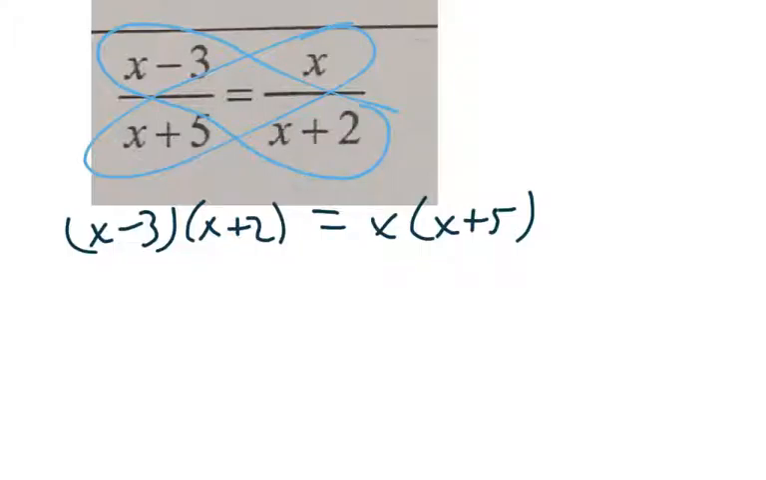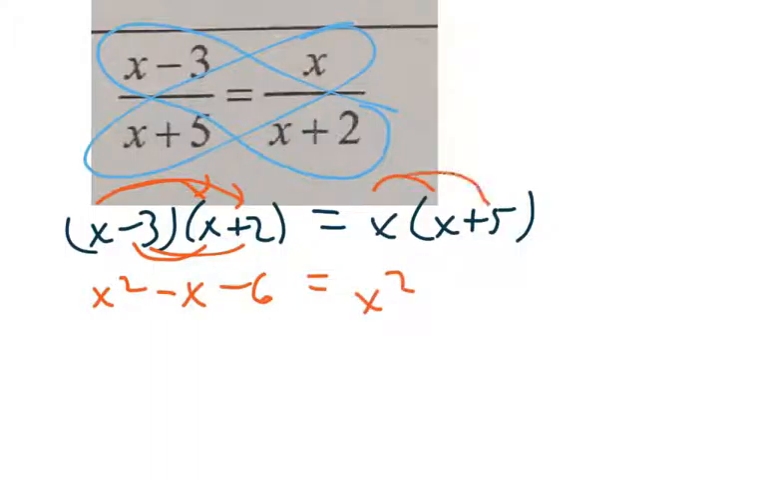And let's do a little distributive property here. So x times x is x squared. I'll have a 2x and a minus 3x. And I hope you agree that's minus x. I'll also have a minus 6 equal to, and over here, I'll have an x squared plus 5x.